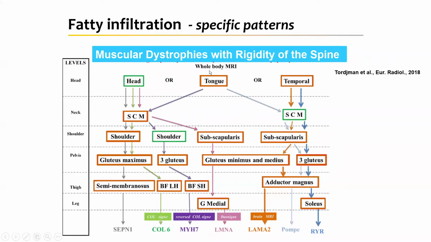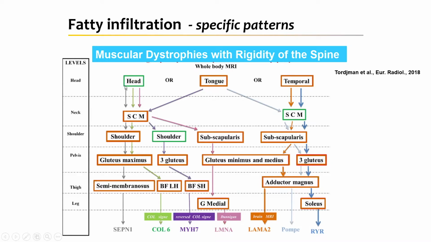Because we know, and we will review that also in a few minutes, tongue involvement and subscapularis involvement is a strong sign in favor of Pompe. Now, if it's not only the tongue, but also the sternocleidomastoideus that is affected, then you end up in a very complex disease with very different phenotypes, with the myosin heavy chain 7 mutation.